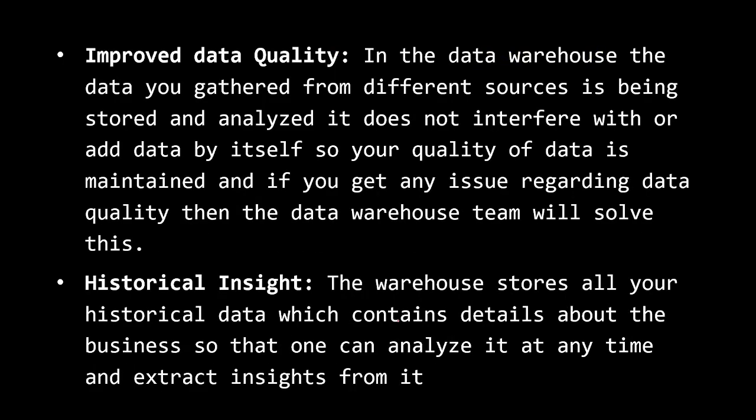Improved data quality. In a data warehouse, the data gathered from different sources is stored and analyzed. As I said, it's heterogeneous. It can be file systems, databases, and other sources from where data can be collected, even sensors and such. When the information is stored, it does not interfere with other present data or add data by itself. So the quality of data is maintained and preserved. If you get any issue regarding data quality, the problem will be solved by the data warehouse team that an organization might have.